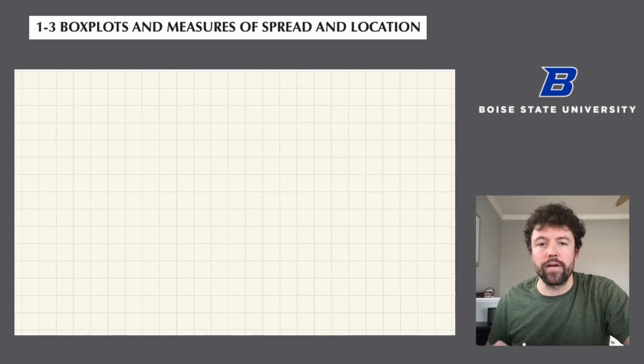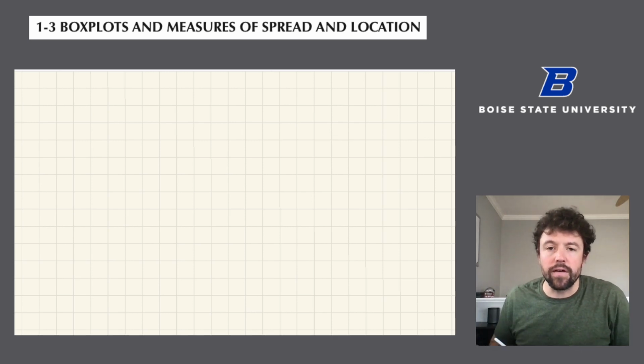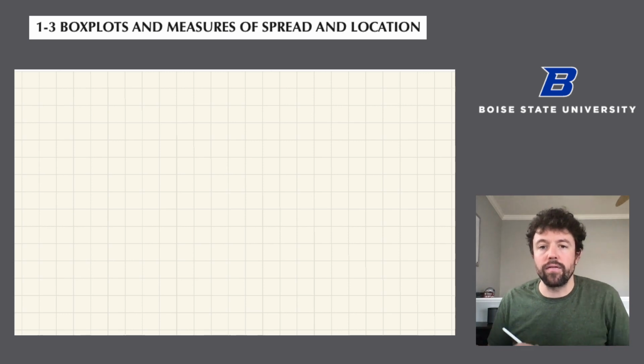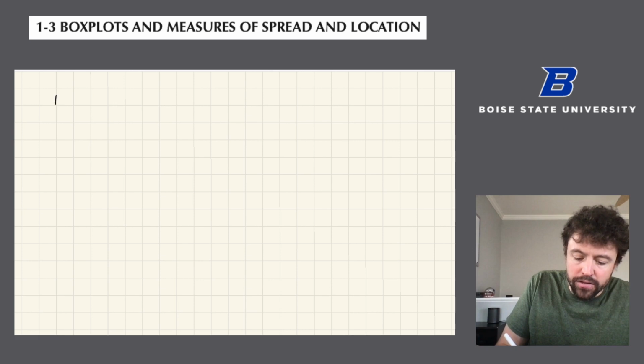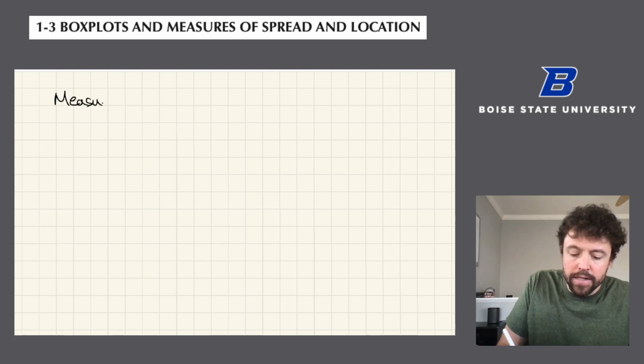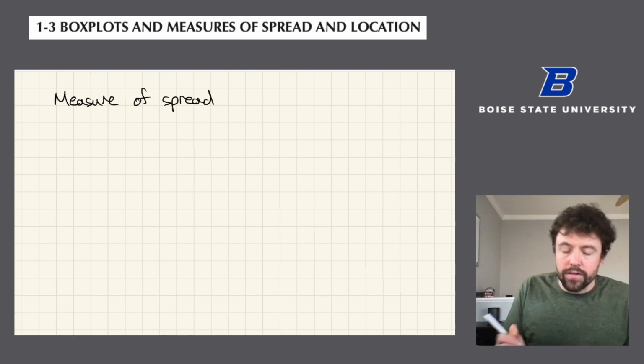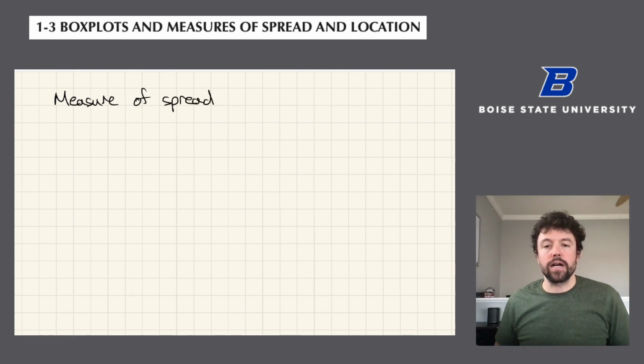In section 1.3, we're going to start by introducing a few new concepts that build off of what we did in section 1.2. So the first idea will be what's known as a measure of spread. A measure of spread can be best thought of in contrast to a measure of center. In 1.2, we talked about two measures of center, the mean and the median.